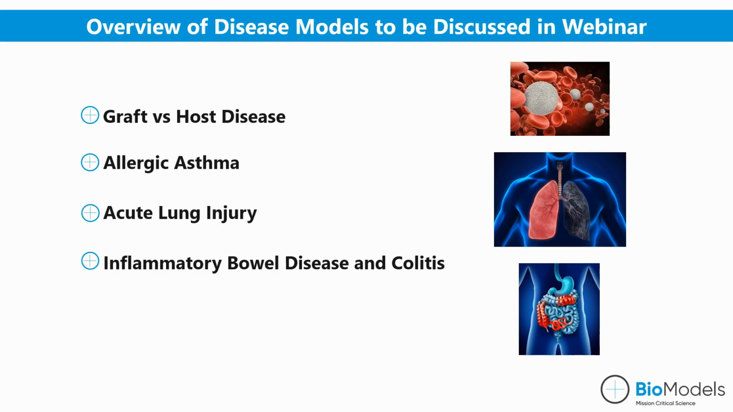So today we're going to focus on 4 disease areas, though we offer a number of other disease models outside this area as well. I'll start talking about graft versus host disease, followed by allergic asthma and acute lung injury models, and my colleague Nicole will speak more on inflammatory bowel disease and colitis models.